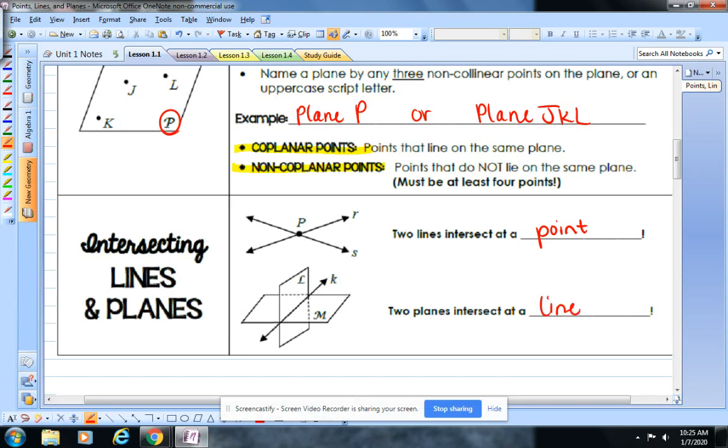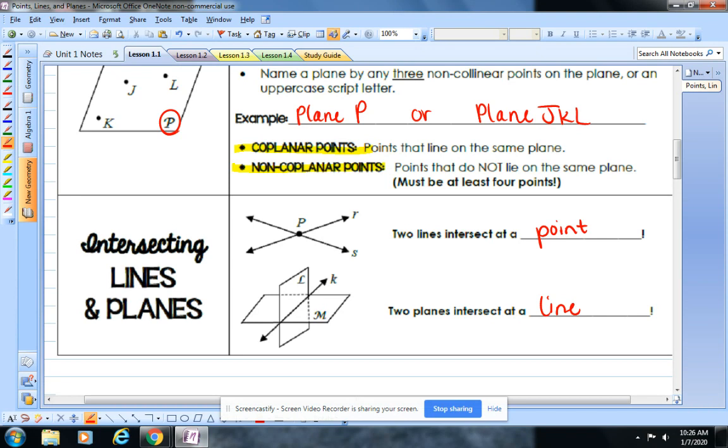So two lines intersect at a point. Two planes intersect and make a line. So if I have a piece of paper going through another piece of paper, they make a line right there where they're intersecting. They call that line K. Y'all see that?